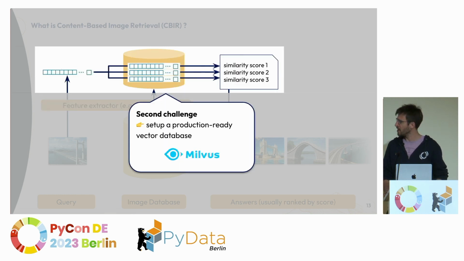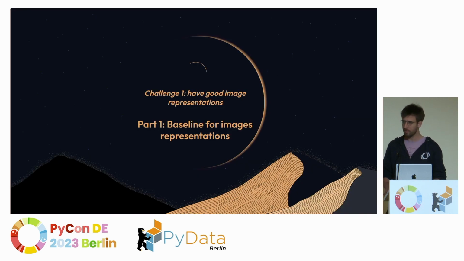The second challenge you may encounter is that when you have a large number of images in your database, it can be a challenge to build a production-ready system to compute similarities at scale and to serve the results to the end user. So now we are going to talk about the first challenge and how to build a good image representation, and Noé is going to show you the first step for that. So yeah, when starting any project, the first thing you want to do is building a baseline. So we're going to see how to build a baseline for these image representations.